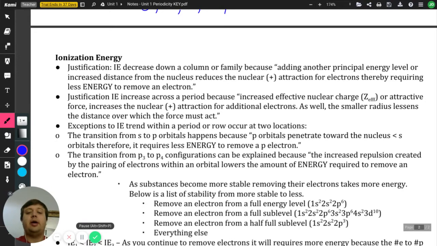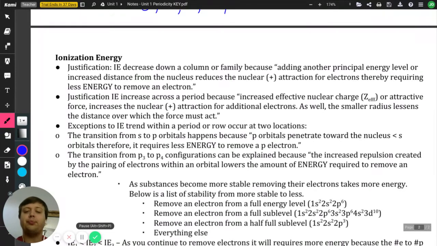Next, if we talk about across a period, as we move across a period on the periodic table, we're going to be having a larger number of protons, which again is going to increase that Zeff, or effective nuclear charge, which is basically that attraction from the protons to the electrons. And since I'm increasing that attraction, our size is going to get smaller, and thus it's going to require more energy to take those electrons away.